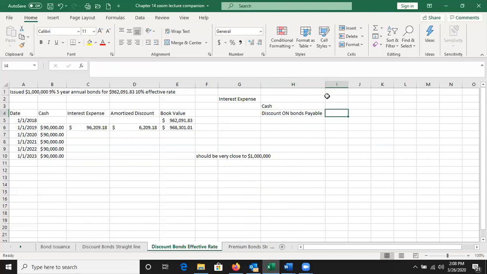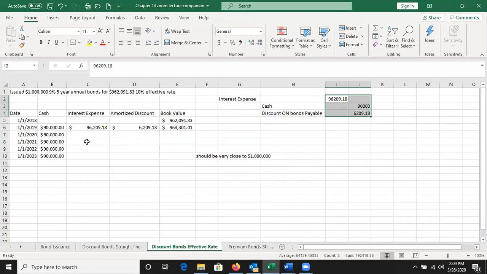So interest expense, we're going to debit it for what we calculated in the table. Cash, we're going to credit for the 90,000. That will never change. And the amortized discount, we're going to credit for the 6209.18. Okay? So you always debit interest expense, you always credit cash, you always credit discount on bonds payable. It's just the values that will change under this method.